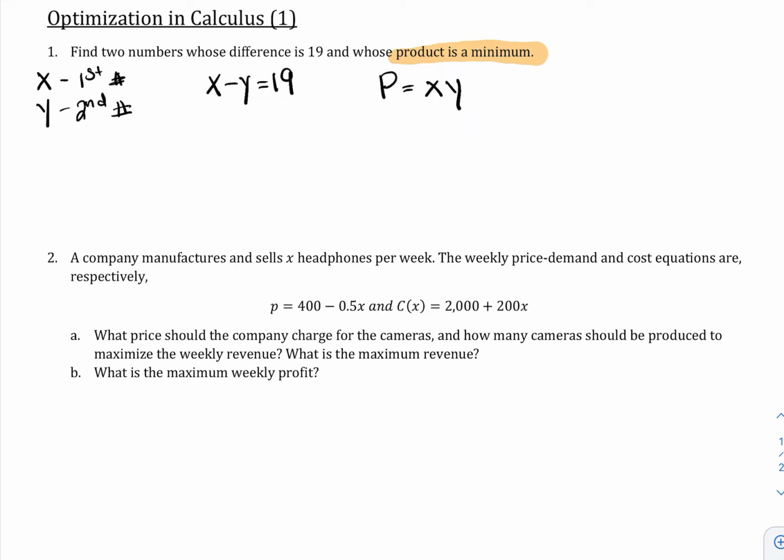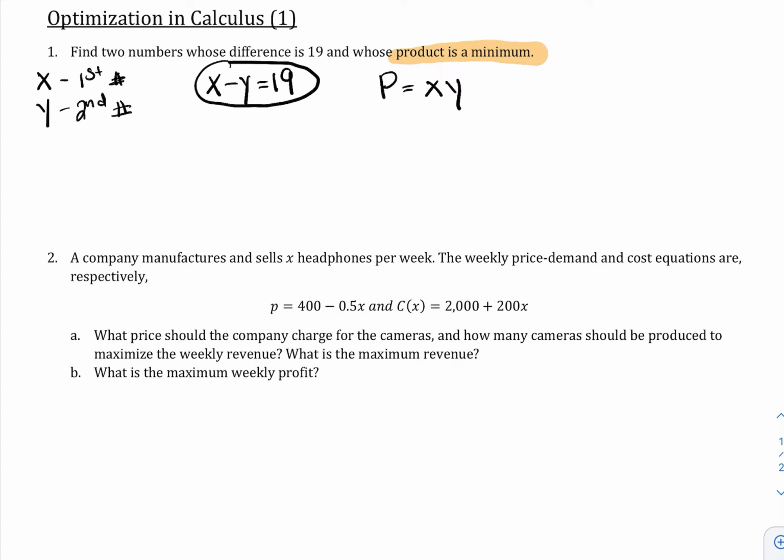Now, in optimization, you're going to have two types of problems. The first one is that the function you're optimizing has one variable. If that's the case, then you can immediately go to the derivative, like you're used to taking the derivative. The second one is that what you're trying to take the derivative of has two variables. When that happens, it will give you another equation to make it one variable. So in our case, that's the x minus y equals 19.